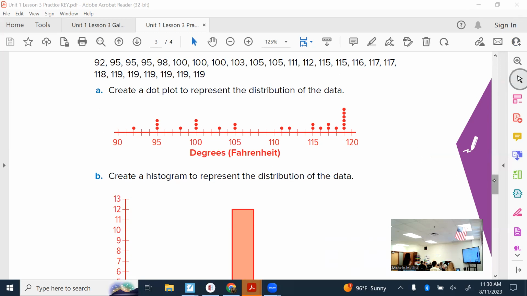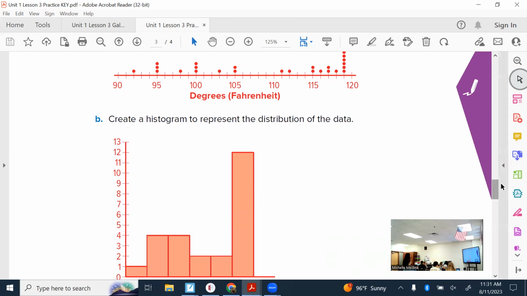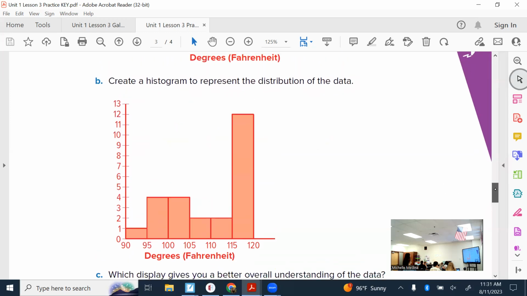And then the histogram, so a little bit more so you see it, could look something like that. If you decided to do intervals of 10, so like they did intervals of 5, as you can see, it goes from 90 to 95, 95 to 100. You could have also done intervals of 10 and still gotten it right. So if you did intervals of 10, how different would this histogram look?